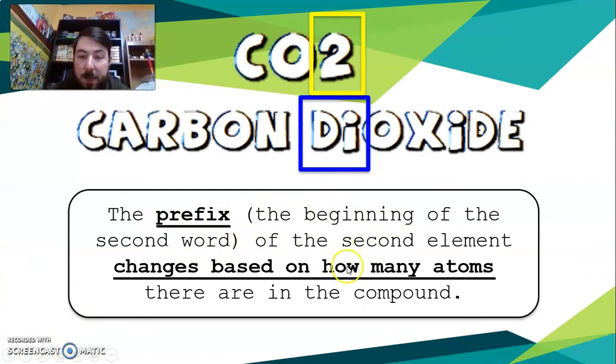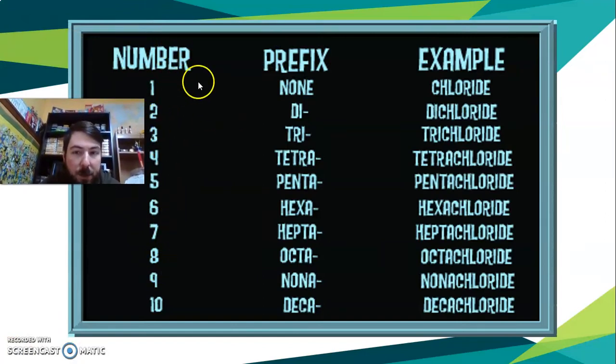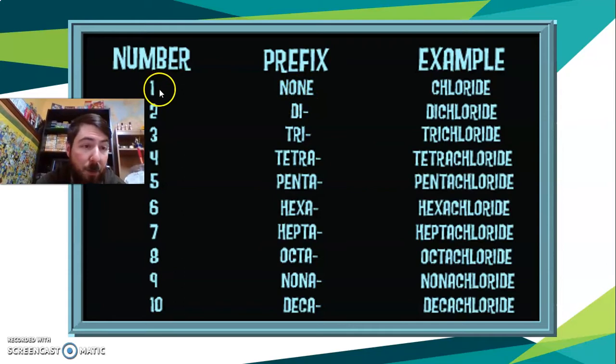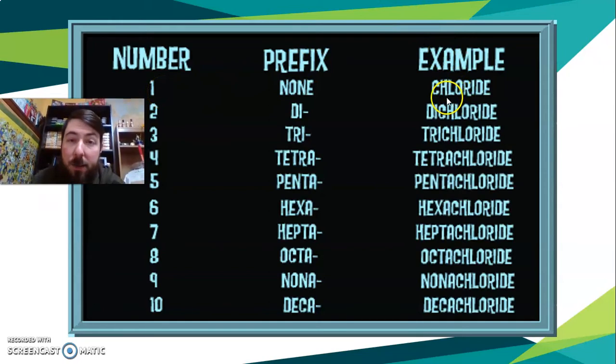So the prefix, like I just said, tells us how many atoms there are in the compound, and it'll change depending on what the number is. And here's a chart here. Depending on what the number is, that's what the prefix is going to be. One should be mono, and we're going to take a look at that in a second as well. But say we take the element chlorine: when we're writing the name for the second part, two would be dichloride, three would be trichloride, four is tetra, and so on. And we're going to take a look at a few examples using these prefixes.